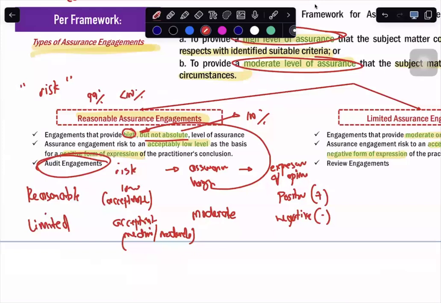Next, we have your limited assurance. In your limited assurance, the risk is merely acceptable, in short, medium risk or moderate risk. Therefore, whatever is left is the assurance. Kumbaga, ito yung risk, tinanggal mo yung risk, yung matitira, yun yung level of assurance na ibibigay. Now, the expression of opinion is in negative form.